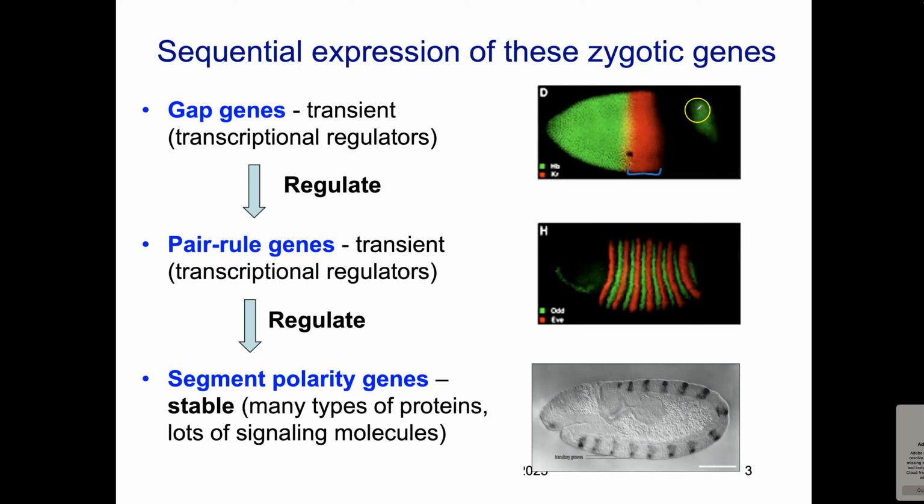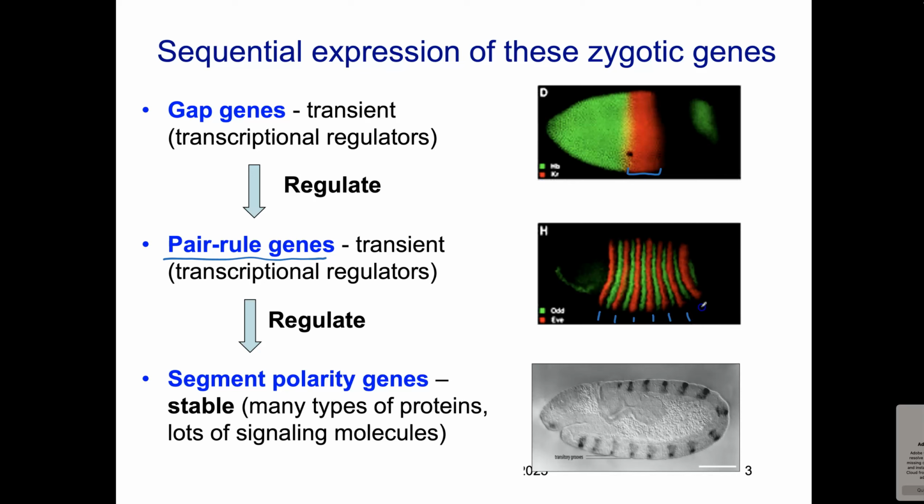They're expressed in big segments, and then they regulate the expression of what are called the pair rule genes. And these are also transient, and they are also transcriptional regulators. And when we talk about pair rule, what we mean is there are 14 parasegments in the embryo that roughly translate into the 14 segments of the hatched embryo, which is the larva. And the pair rule genes are expressed in every other segment. So they're expressed in 7 stripes instead of 14. They're expressed in alternating ones.